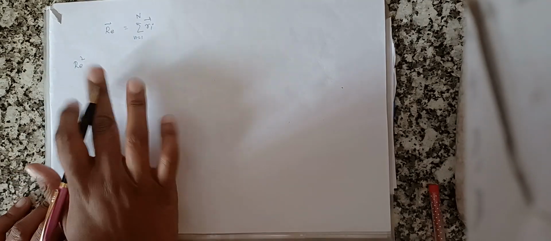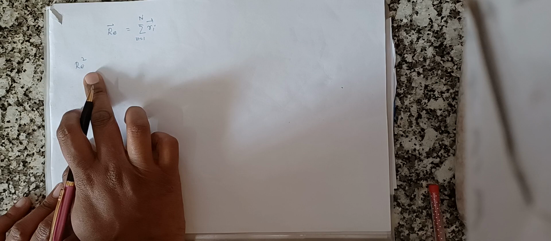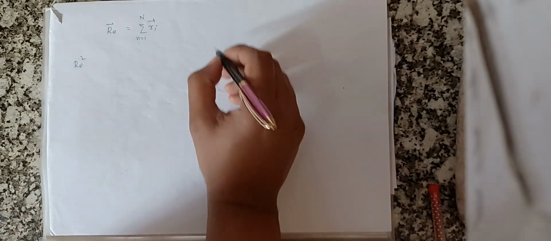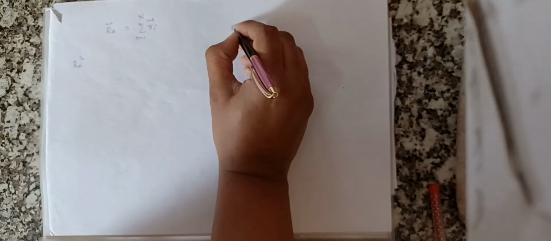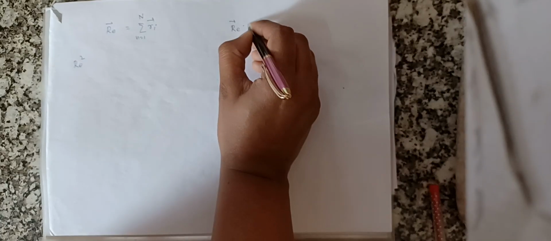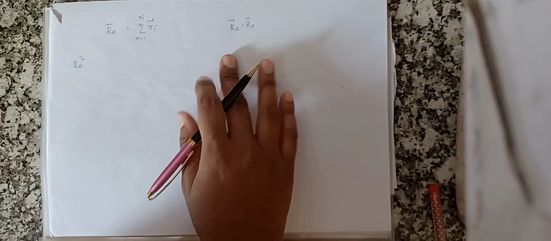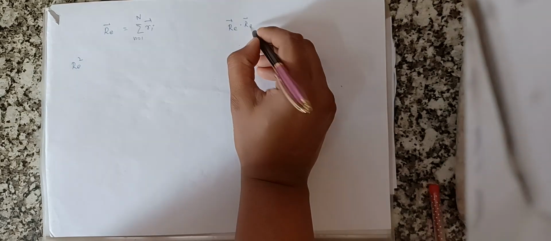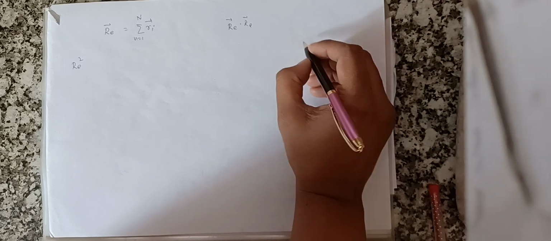Re square and then average it out. How to find Re square? Re is a vector, right? So if I want to find Re square, what do we do? Re dot Re gives me Re square. So let us talk about dot products a little bit here. What is a dot product?